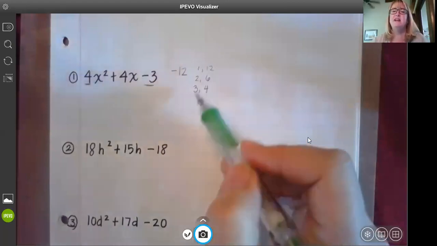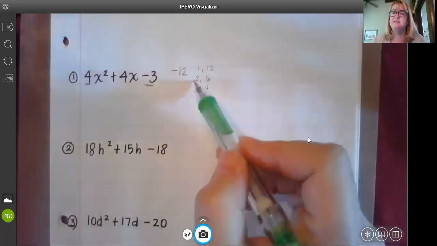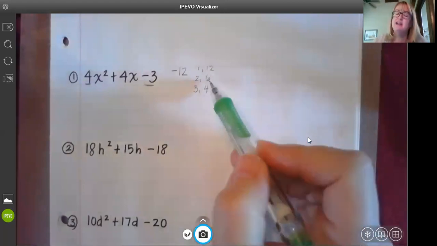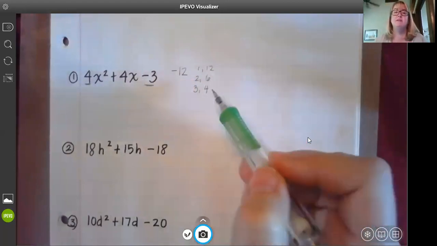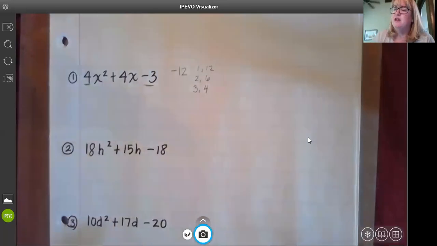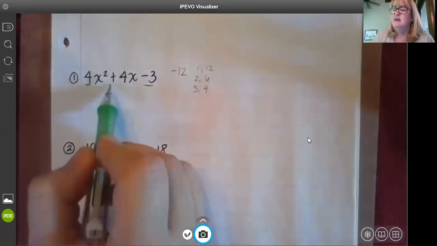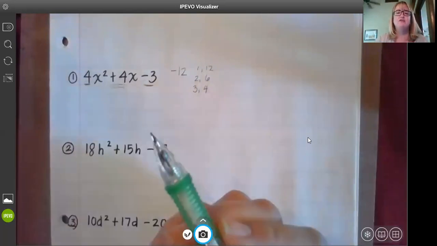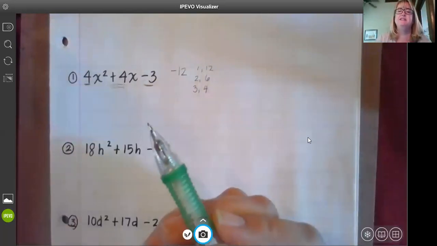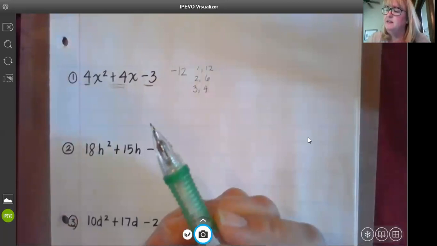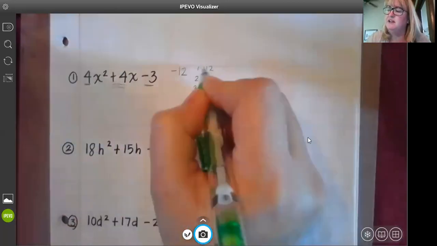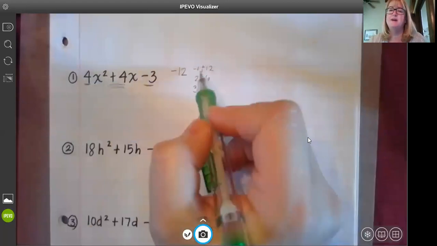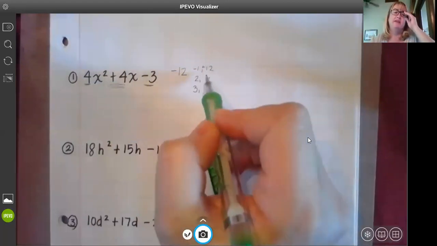Either 1 has to be negative or 12, or 2 has to be negative or 6. 3 has to be negative or the 4, but one of them has to be negative. Now, if I look at this, because B is positive, I need the bigger factor to be positive, so that means the smaller factor is negative. So the 12 would be positive, the 1 would be negative. And if I combine them together, -1 plus 12, I get 11.